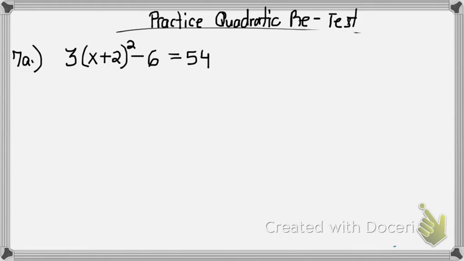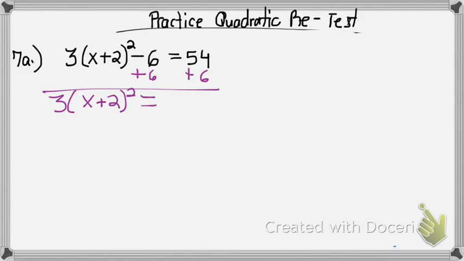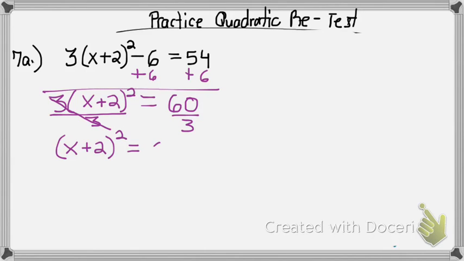But before you do that, you want to get rid of everything around it on the left side of the equation. So first thing I'm going to do is add 6 to both sides. And when I do that, I will get 60 on the right side of the equation. And then, in order to get rid of the 3 that's multiplied to the parentheses squared, I'm going to divide both sides by 3. And then when I do that on the right side of the equation, 60 divided by 3 gives me 20.